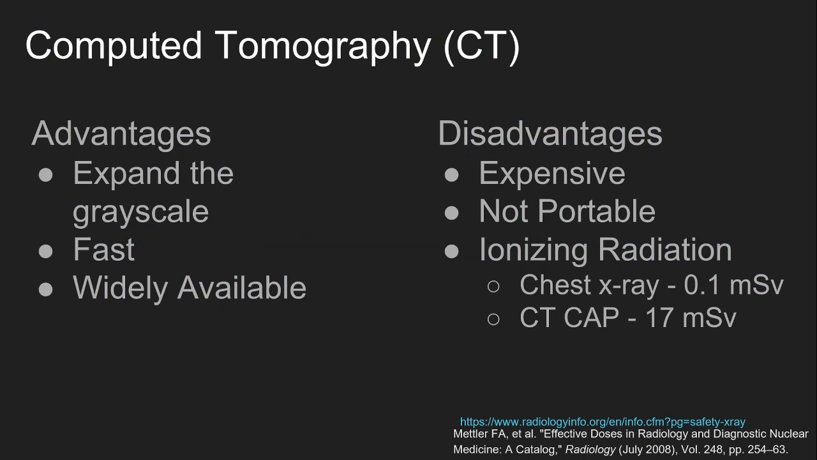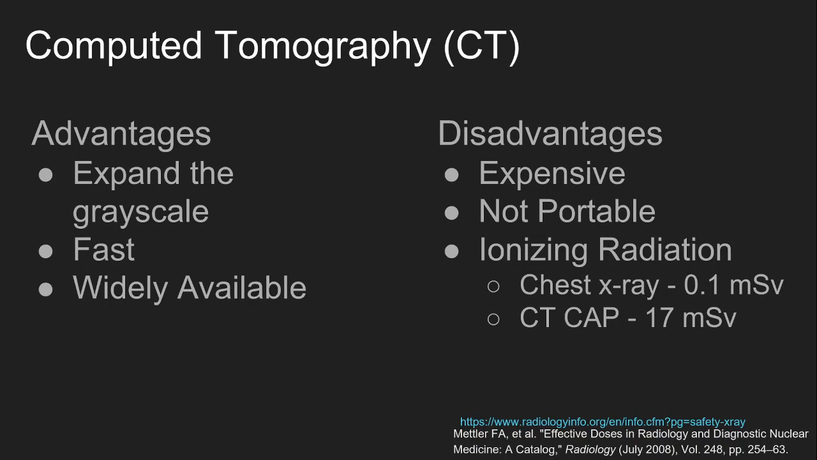There are many advantages of CT, including that it is fast and widely available. A full-body CT scan, from your head to your toes, can be obtained in under 10 seconds. This makes it a great modality during acute cases. Additionally, expanding the grayscale enables differentiation of more than the 5 basic densities seen on plain film.